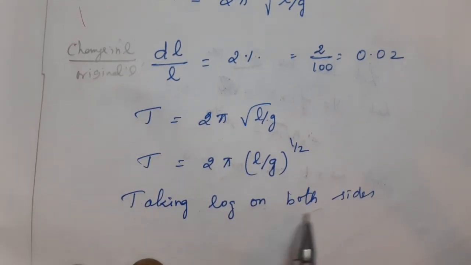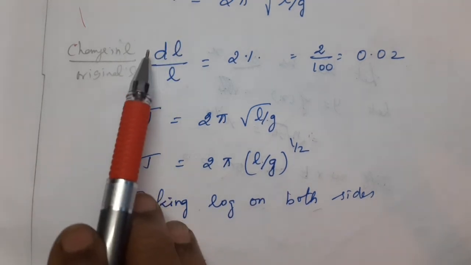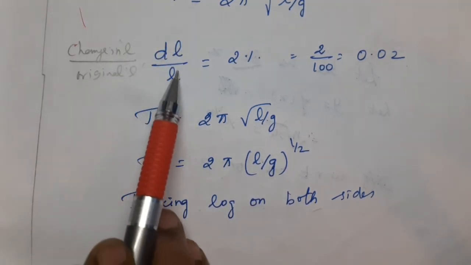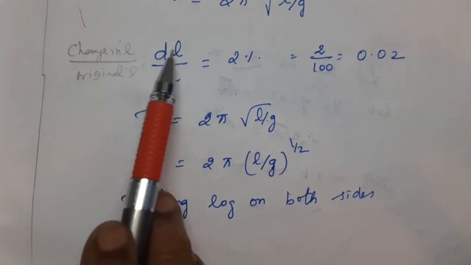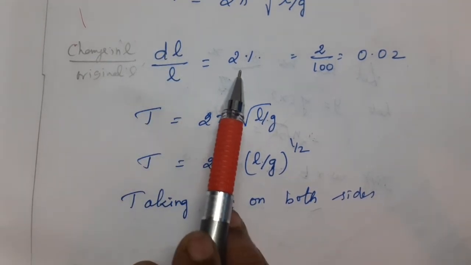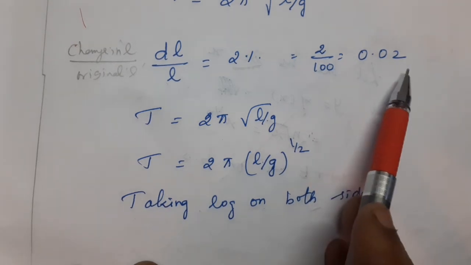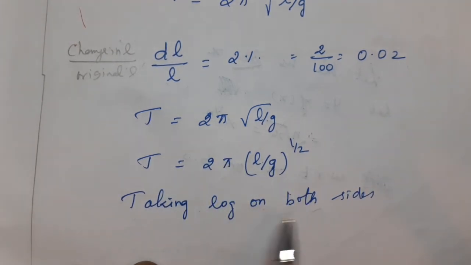Next, taking log on both sides. Why are we taking log on both sides? Because of what is given. Listen carefully. dl is nothing but the change in length. L is the original length. How much is the error for the change in length with respect to the original? 2%. So the error is 0.02.